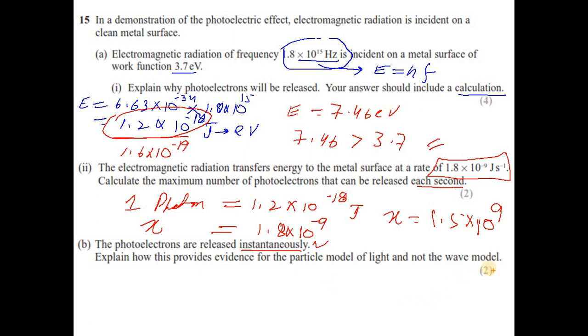But according to the wave model, it takes time to absorb the wave, so there must be some delay in the emission of the electron, and that's why the wave model cannot explain the photoelectric effect.